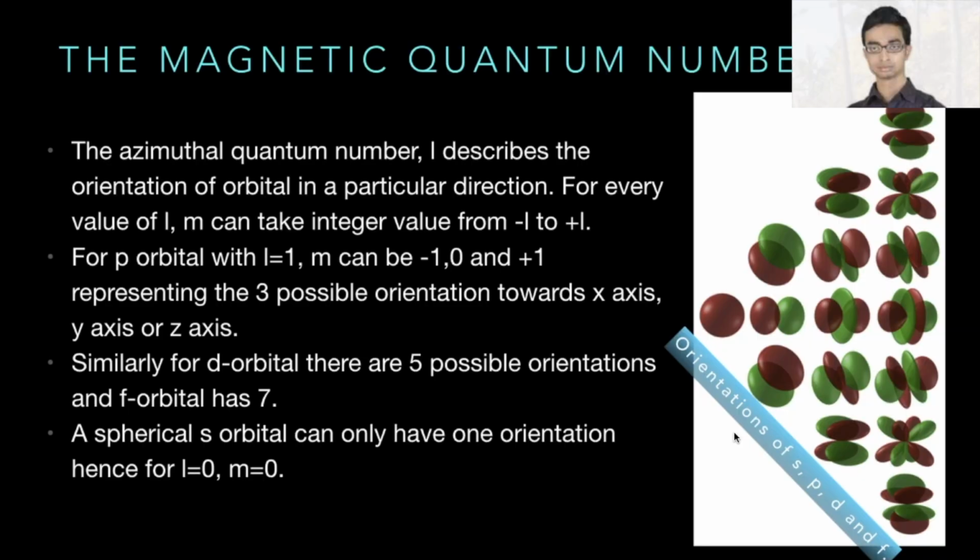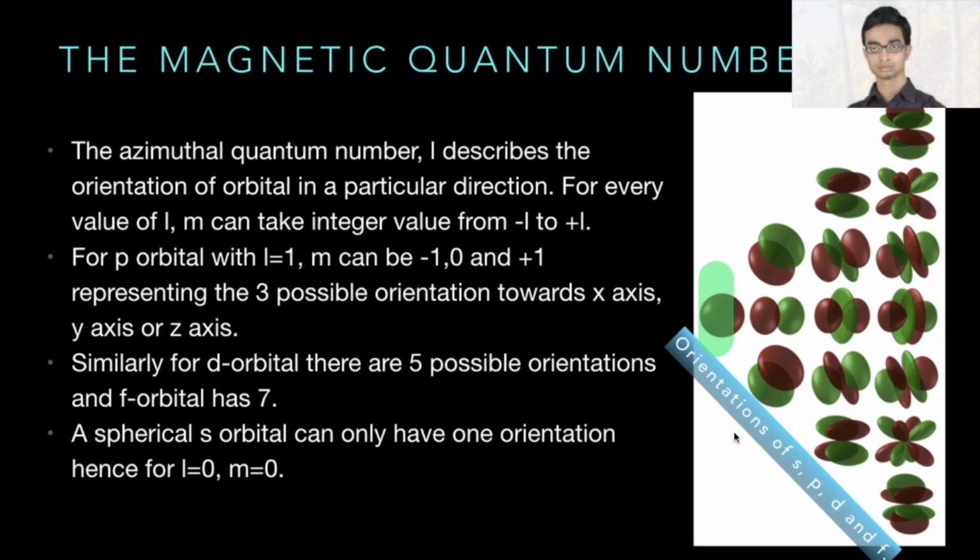Similarly, for d orbitals there are 5 possible orientations and f orbitals have 7 possible orientations. A spherical s orbital can only have one orientation, hence for L equals 0, m equals 0.